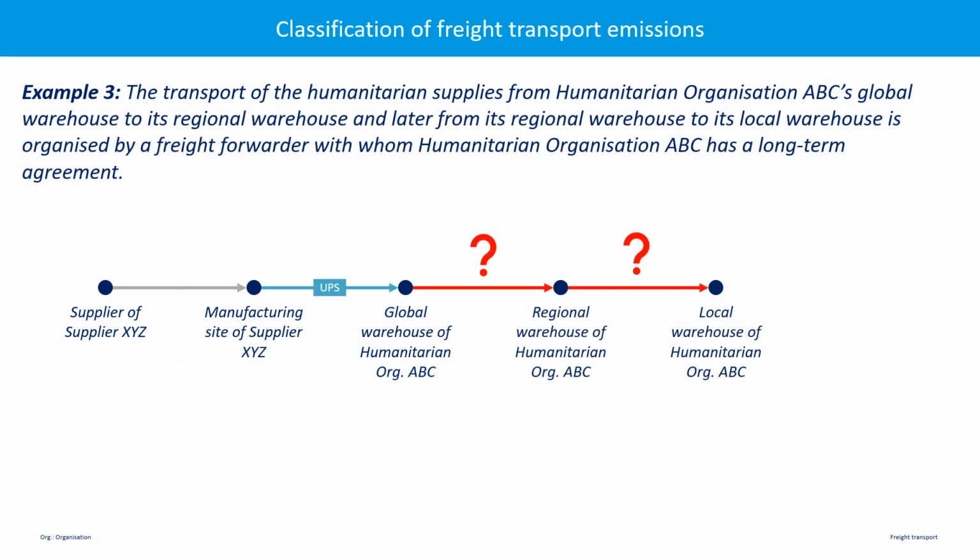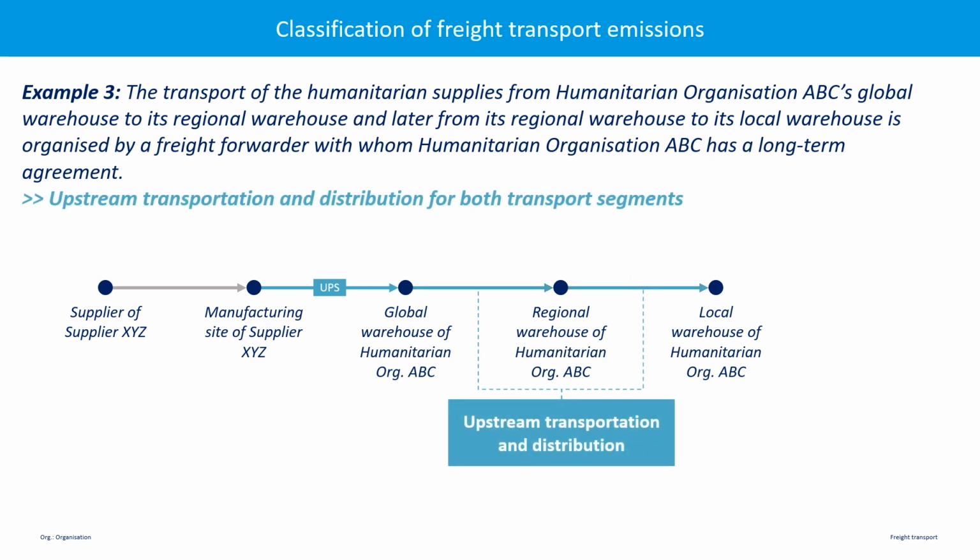Our third example is the following. The transport of the humanitarian supplies from humanitarian organization ABC's global warehouse to its regional warehouse, and later from its regional warehouse to its local warehouse. That transport is organized by a freight forwarder with whom humanitarian organization ABC has a long-term agreement. Which emissions category would the emissions resulting from these two transport segments belong to?